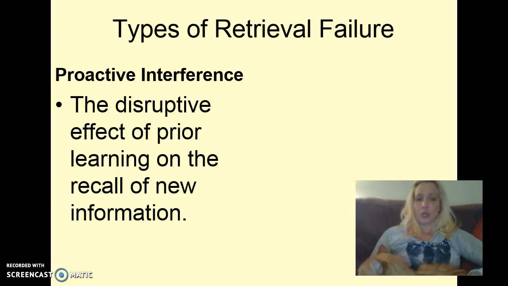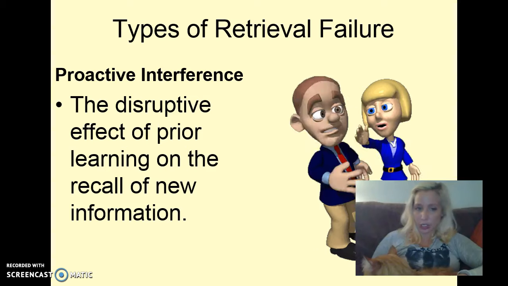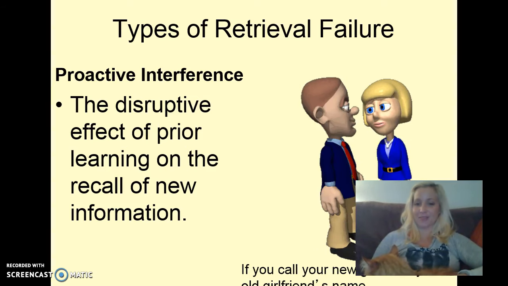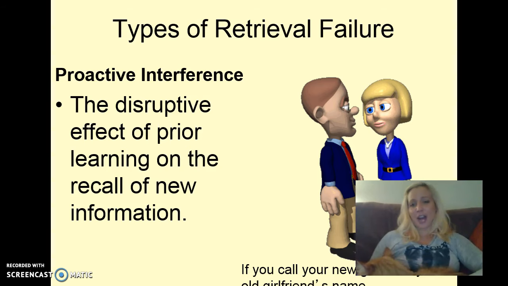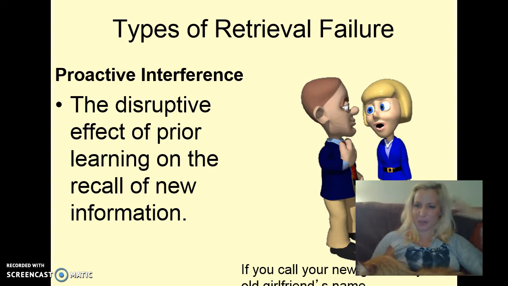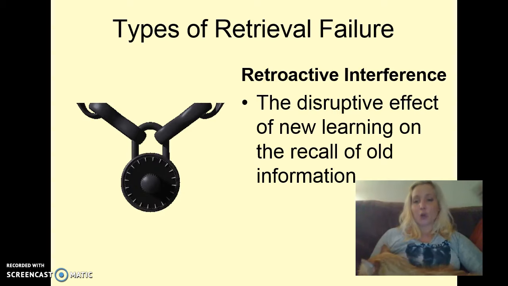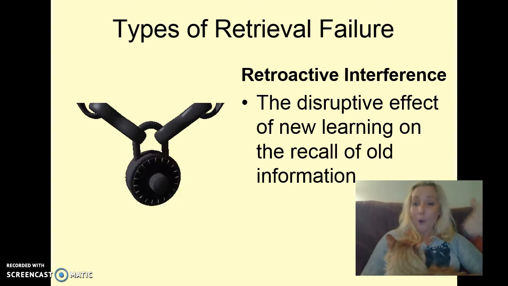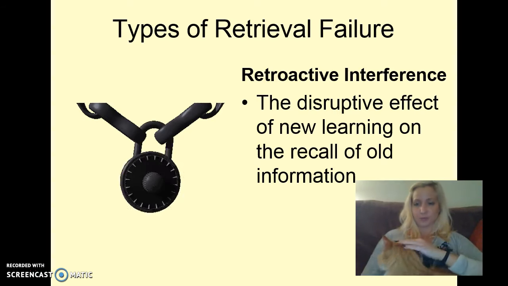Okay, forgetting then. There are 2 types of retrieval failure we talked about that you'll probably get confused about. First, we have proactive interference, and that is the disruptive effect of prior learning on the recall of new information. The example I gave is if you call your new girlfriend by your ex-girlfriend's name. Do not do that. That would not be good. This guy learned the hard way, right? You're having trouble recalling new information because it's blocked by old information. Then retroactive interference is the opposite, where you are having trouble recalling old information because you have new information. Please make sure you're able to differentiate between the 2.